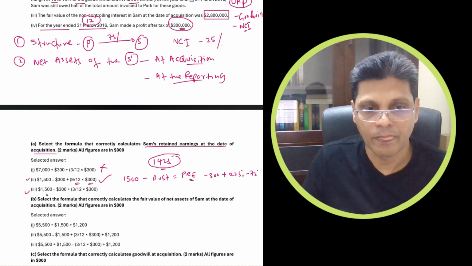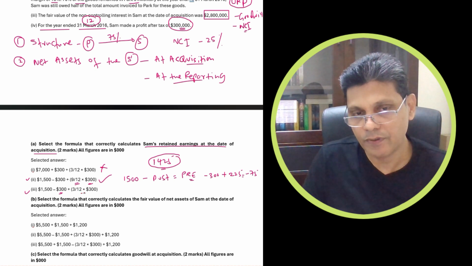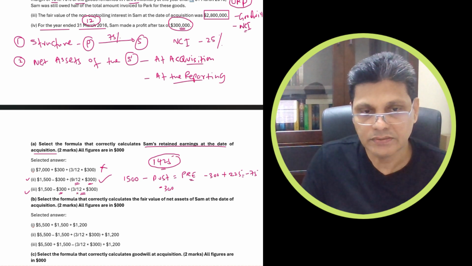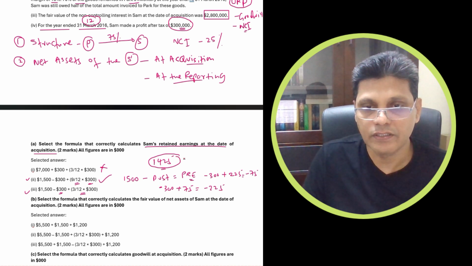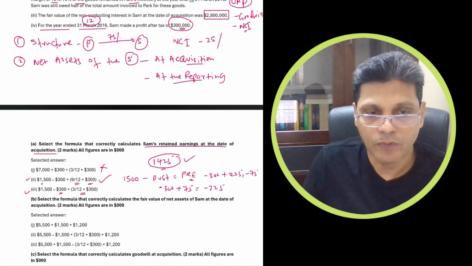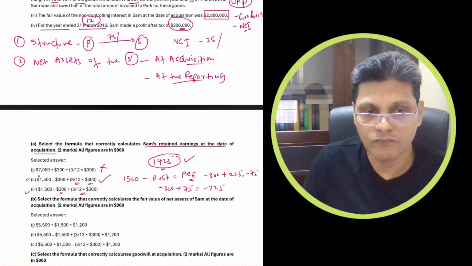Let's look at this other one. 1,500 minus 300 plus 3 months profit is added. If you take that, minus 300 plus 3 months profit, that will be minus 225. Then from 1,500, if you deduct 225, you will not get 1,425,000. So therefore what you should do is from 1.5 million, you should deduct the total of 75,000 that you can derive from this formula. So therefore the correct answer is the second one.